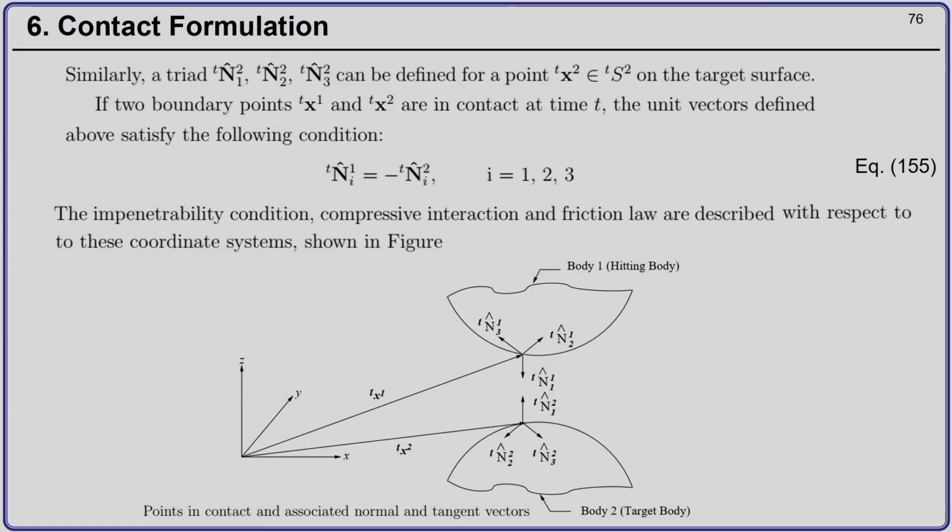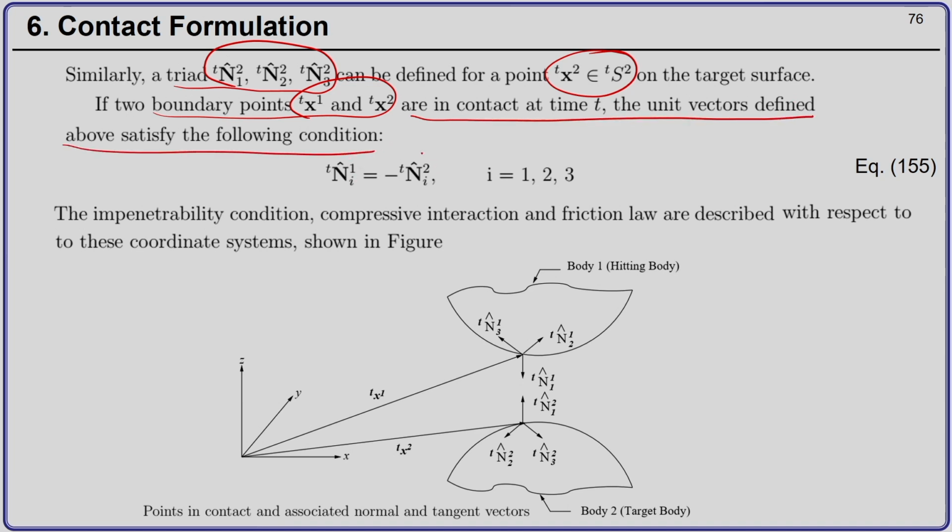Therefore, similarly, a triad of normal vectors n1 2, n2 2 and n3 2 can be defined for the corresponding point x2 on the target surface. Now, if the two boundary points x1 and x2 are in contact, then the unit vectors satisfy the following condition. So, they are equal, but opposite in sign.